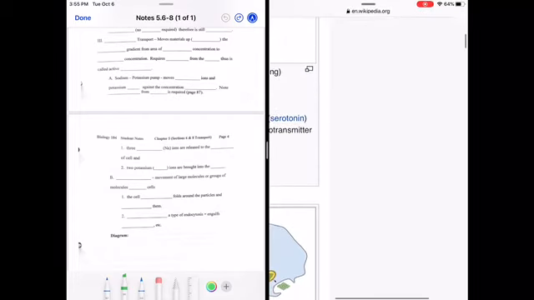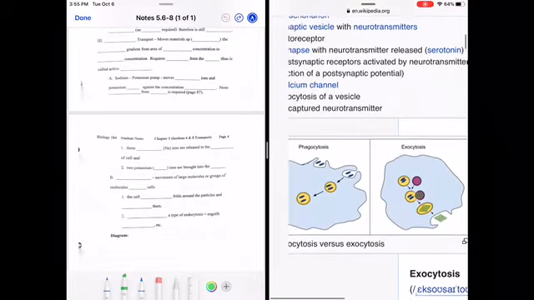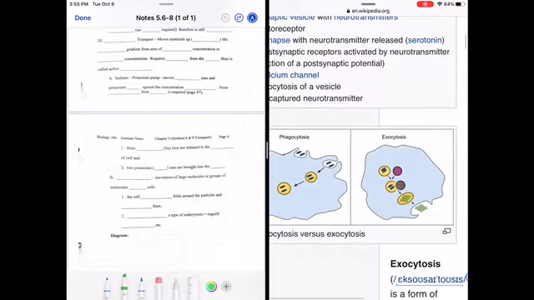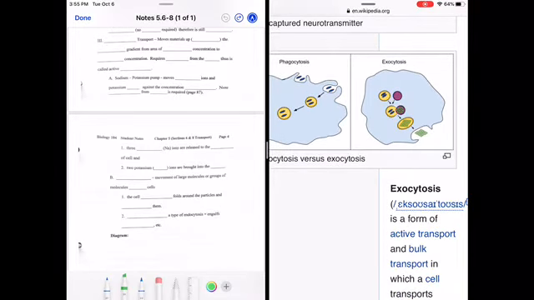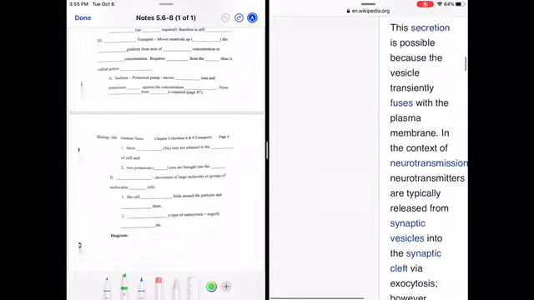Here's an example of phagocytosis and exocytosis. Exocytosis is your next example. It's basically when a vesicle will merge with your cell membrane and then expel the material out of the cell.